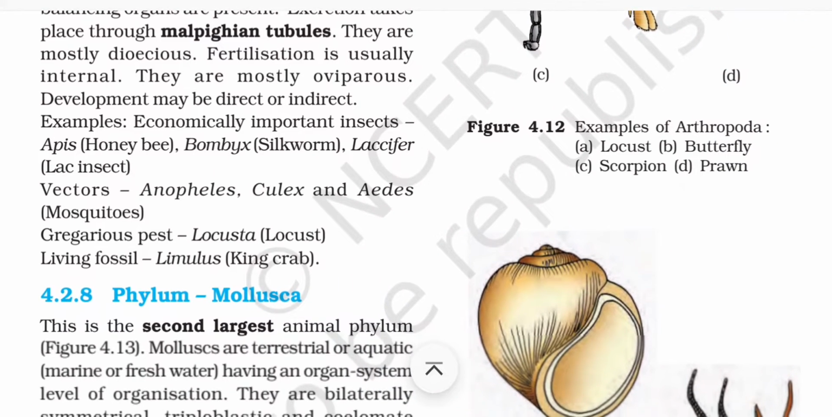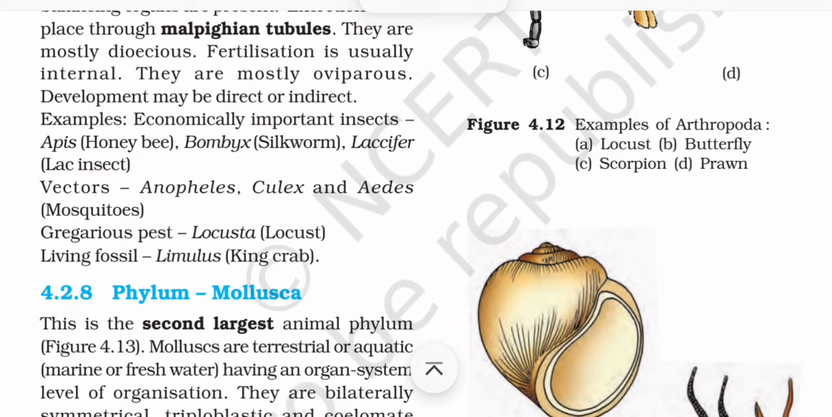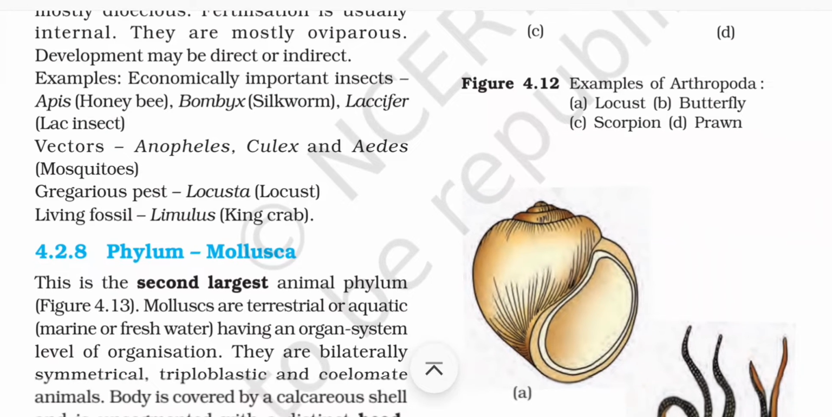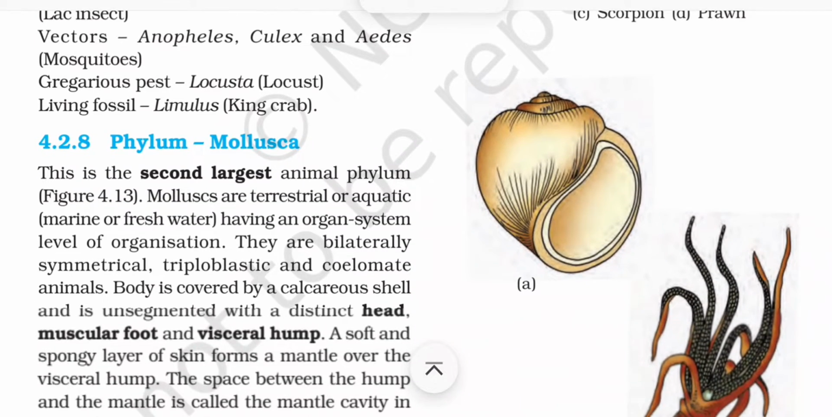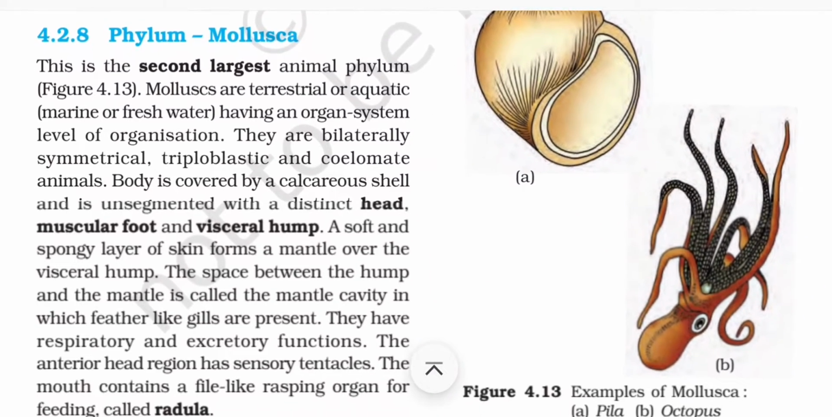They are mostly dioecious. Fertilization is usually internal. They are mostly oviparous. Development may be direct or indirect. Example economically important insects: Apis honeybee, Bombyx silkworm, Laccifer lac insect, vectors Anopheles, Culex and Aedes mosquito, gregarious pest Locusta locust, living fossil Limulus king crab.